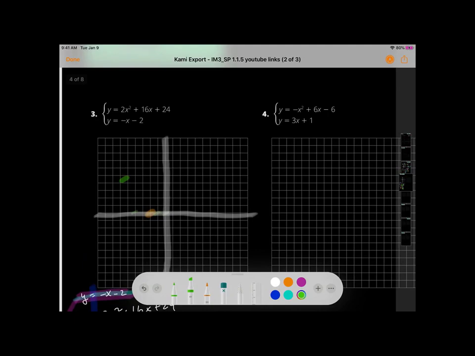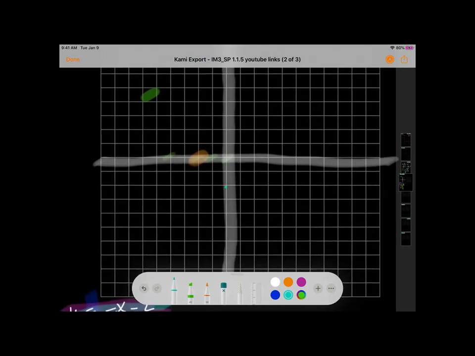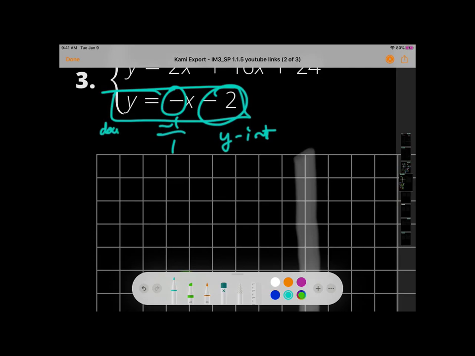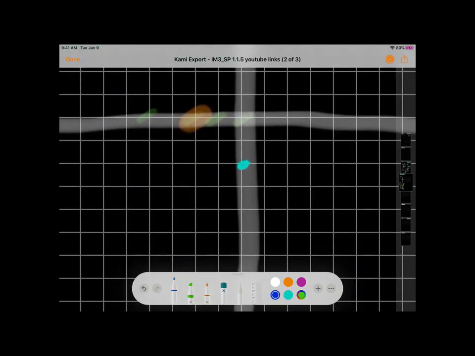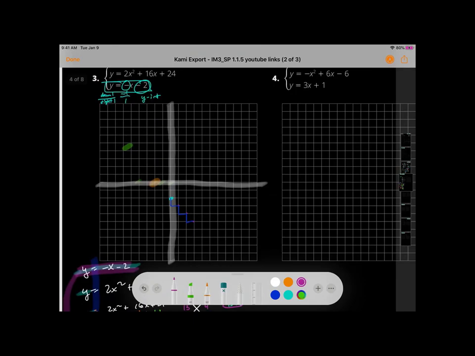Alright, let's graph these now. Remember that's in slope-intercept form, so there is my y-intercept. Negative 2. And it has a negative slope, so that's a negative 1. So this would be down 1, run to the right 1. So from here, down 1, right 1. Down 1, right 1. You can do it as many times as you want, and you'll get this point here. Okay, so that's my graph in blue. Let's go ahead and graph that.